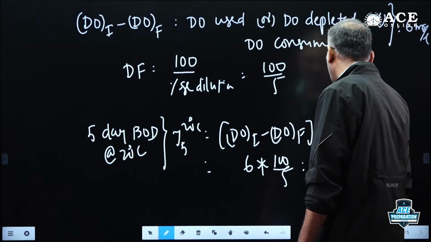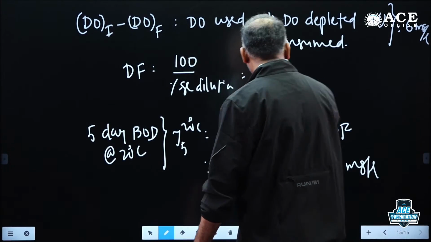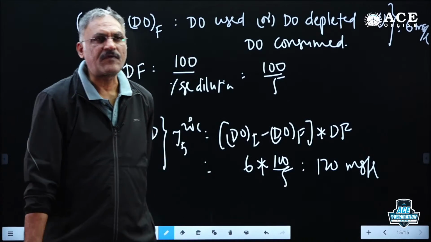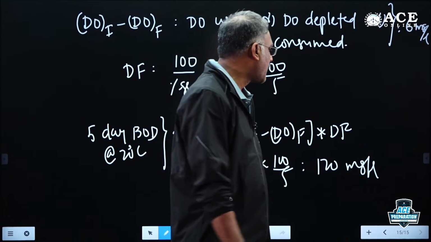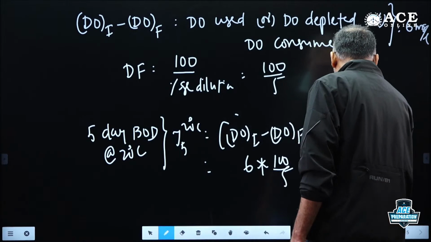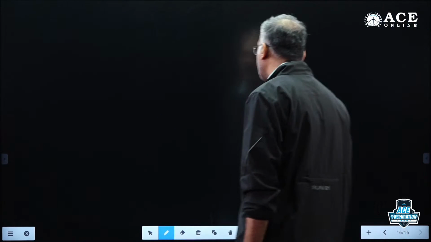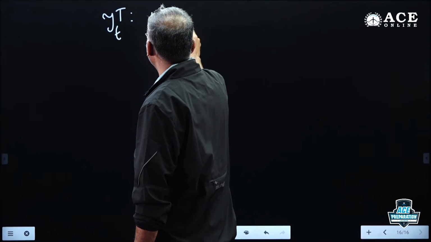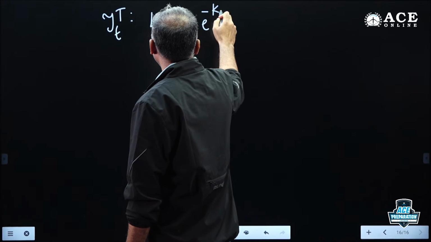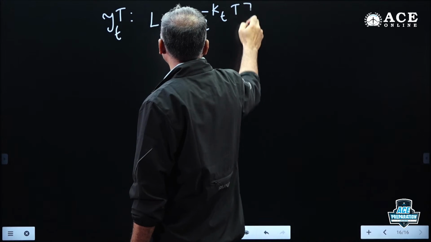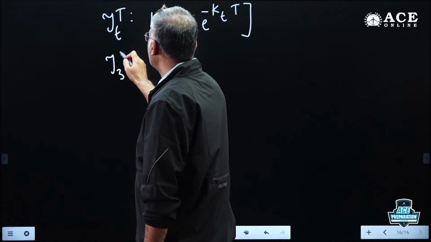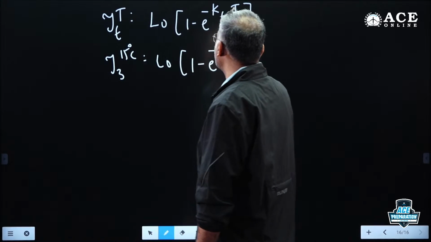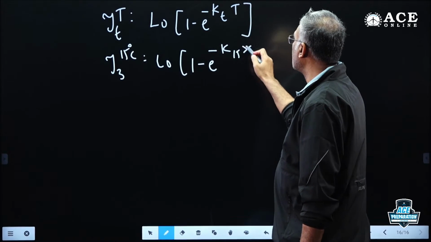The 5-day BOD is indirectly given in the form of test data: 120 milligram per liter. But he is not asking for the 5-day BOD. He is asking for the 3-day BOD at 15 degrees Celsius for the same sewage sample. How to find it? BOD at any time at any temperature is L0 into 1 minus e power minus kT into T. So the 3-day BOD at 15 degrees Celsius is L0 into 1 minus e power minus k15 into 3.